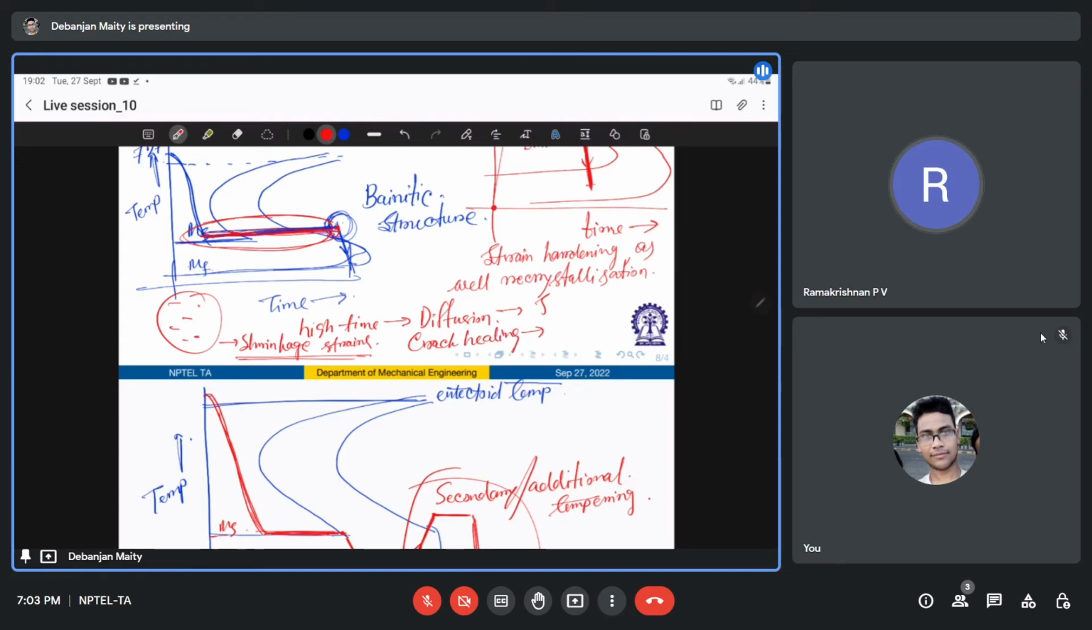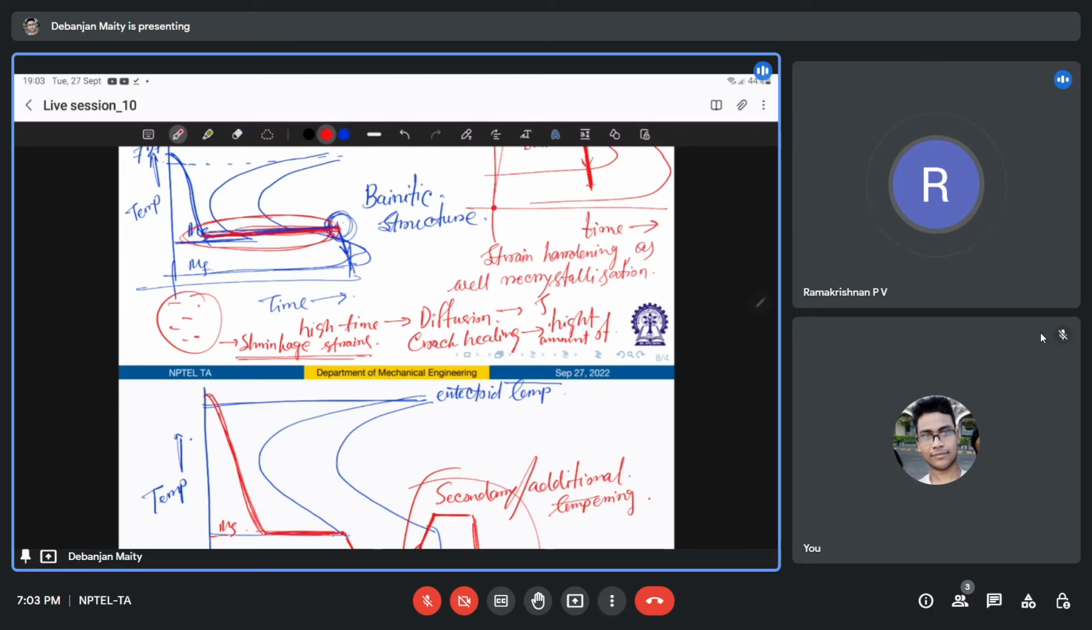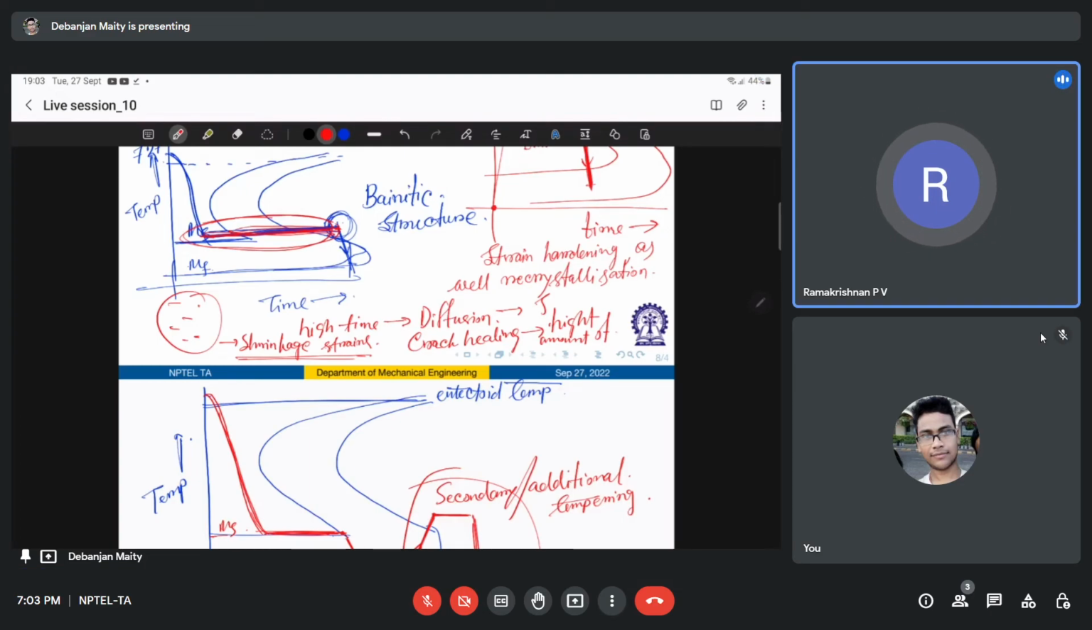due to a high amount of diffusion or a high amount of time. I'm not sure, but my common sense says it's like that. So we can consider that while we are doing austempering, the holding time is more constant and it is greater than that of martempering. The isothermal crack healing will be much more prominent in austempering than in martempering.